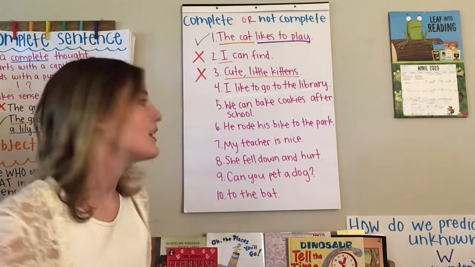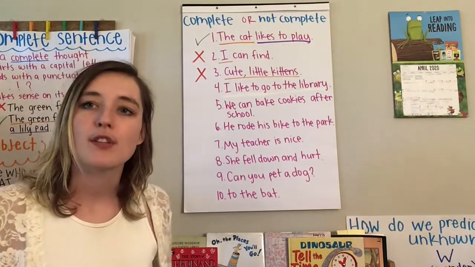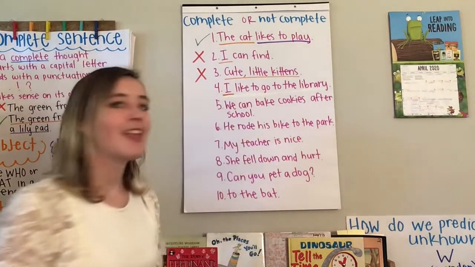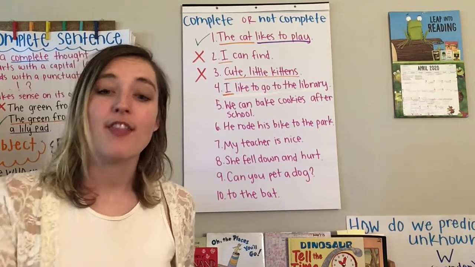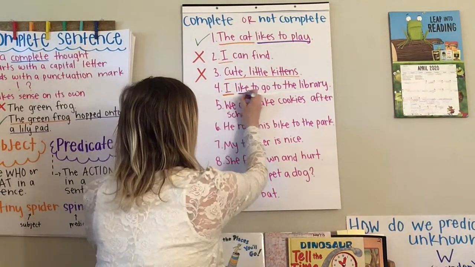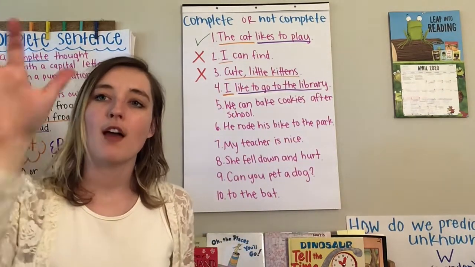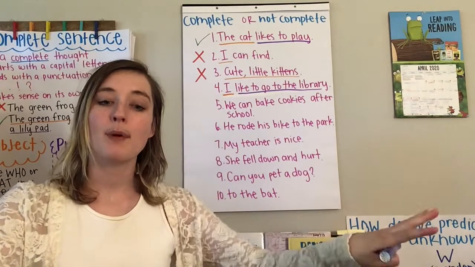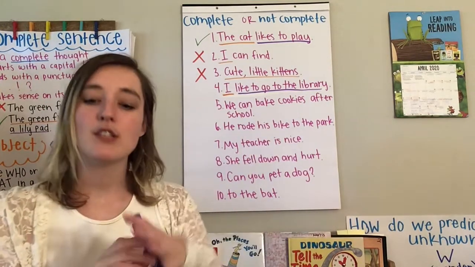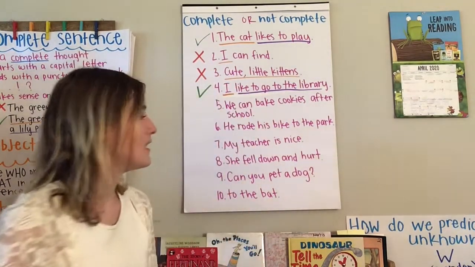All right, now we're gonna move on to number 4. Number 4 says, I like to go to the library. So the subject is who or what the sentence is about. It is I. And what is the action? They like to go to the library. So this is a sentence because we have a subject and we have a predicate. We have who or what they are, and what they do, the action. So this is a complete sentence.